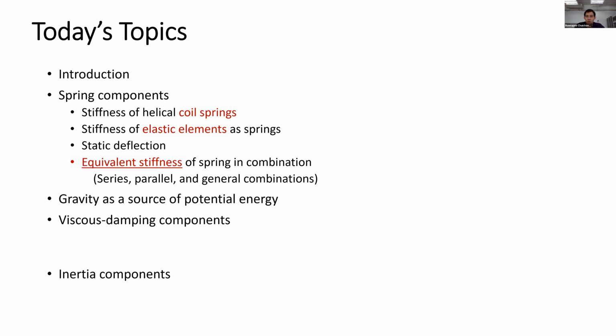And when we have multiple springs in the system, when the springs are connected in series, in parallel, or in a more complicated configuration, how can we obtain the equivalent stiffness of the system? And the energy can be in the form of elastic potential energy and gravitational potential energy. We're going to review these two.